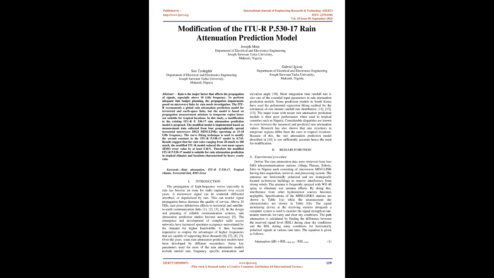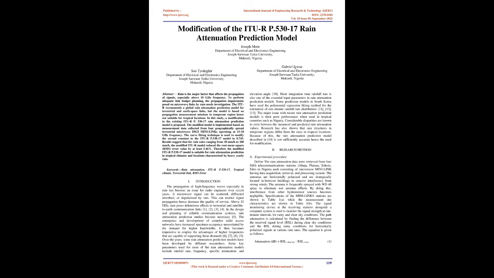Introduction. The propagation of high-frequency waves, especially in rain, has become an issue for radio engineers over recent years. A microwave signal can be scattered, diffracted, absorbed, or depolarized by rain. This can restrict signal propagation, hence decrease the quality of service. Above 10 GHz, rain poses deleterious effects to terrestrial and satellite-to-Earth communication links. In the design and planning of reliable communication systems, rain attenuation prediction studies become necessary.